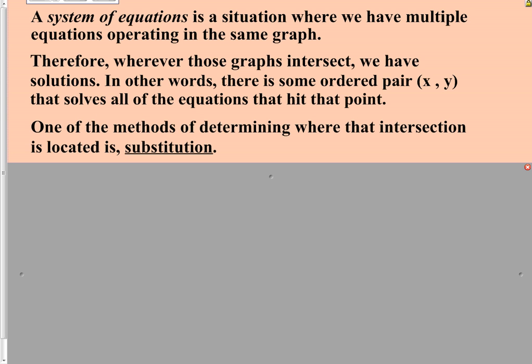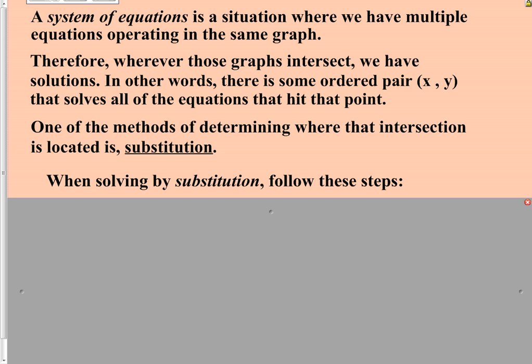Now, one of the methods of determining where that intersection is located is what we're looking at today, the substitution method. As I've already said, there are other methods out there. I'm going to show you a couple of other methods. And again, when we've figured out how to do the math ourselves, I will show you how the calculators can help you out as well. But the substitution method is nothing more than a series of simple steps. In order to be successful with the substitution method, we're going to have to get some steps memorized.